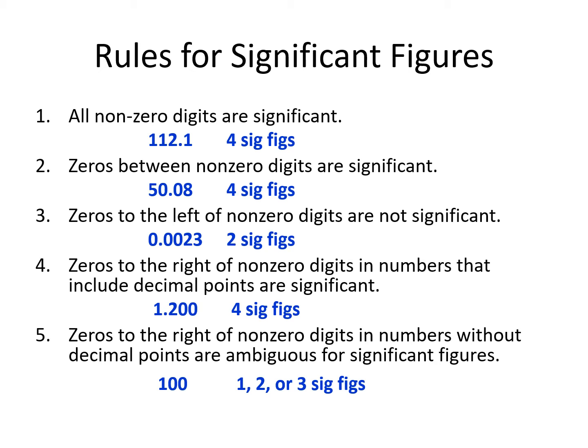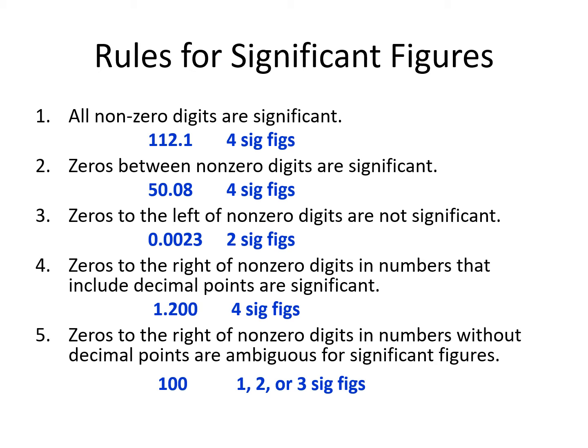Rule number 3 says that zeros to the left of non-zero digits are not significant. These zeros on the left-hand side are just placeholders. They tell the magnitude of the measurement, but not the precision. For example, in 0.0023, the zeros are all to the left of the 2, our first non-zero digit, so they are not significant.